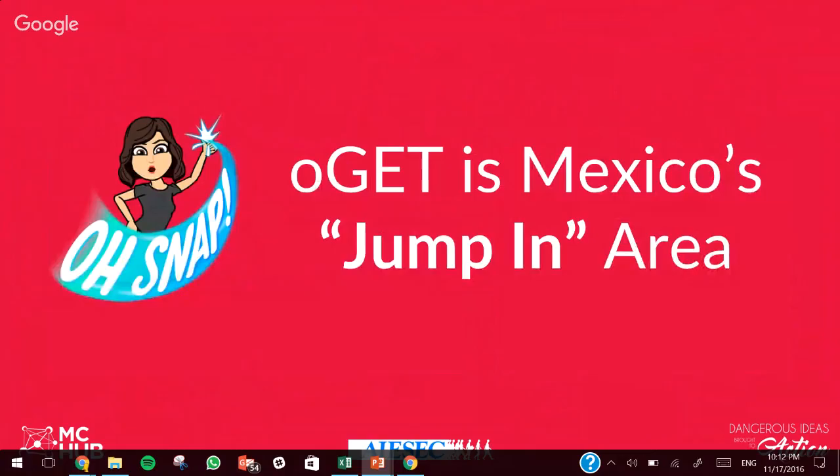And another reminder is that oGET is our jump in area. So what's the area? That is this, because it needs the most innovation, the most questioning, the most change in mindset in order to grow, to be the best area that it can be.